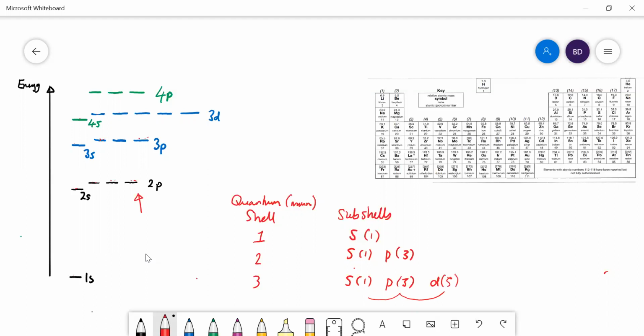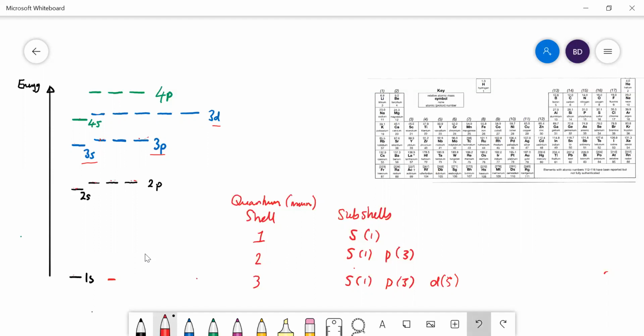If we look at the diagram on the left now, we have got the first shell. There's just one subshell there, the s. When you go up to the second shell, there are 2 subshells, the s and the p, and then you've got 3 p orbitals. When you go to the third one, which I've coloured in blue, you can see you've got the 3s, one of them, 3p, 3 of them, and 3d. You've got 5 orbitals there, all with equal energy.